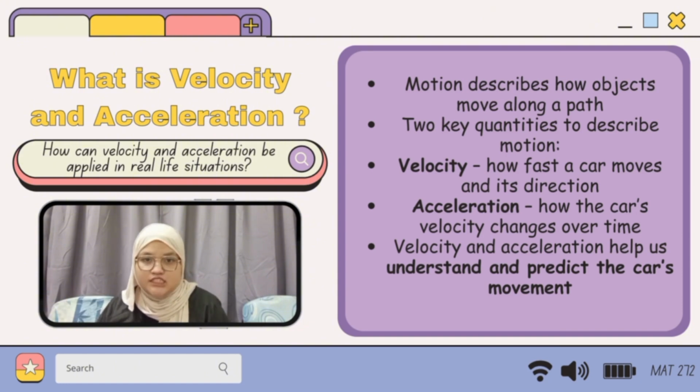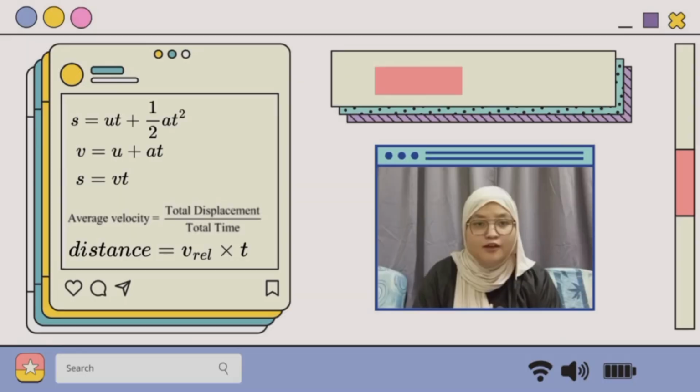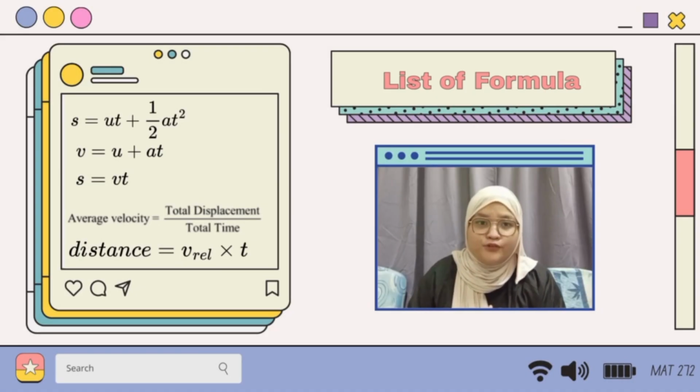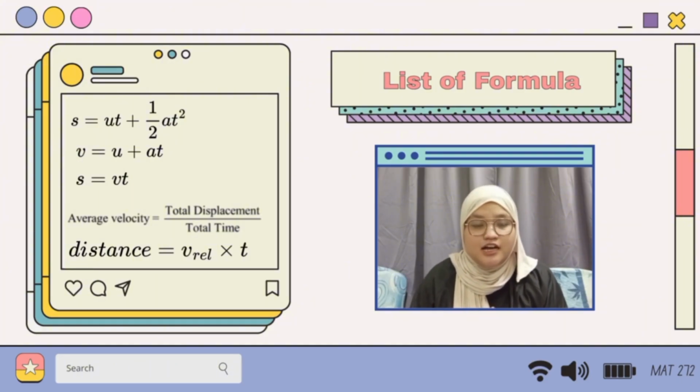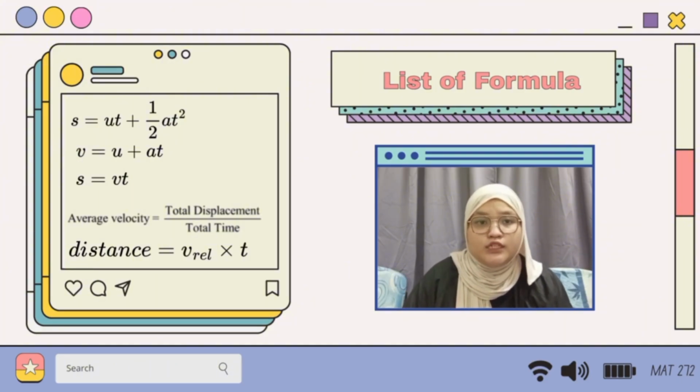In this presentation, we will explain how it can be applied in real life. Stay tuned! Before we move to the problem statement, this is the formula that we will use in this presentation.